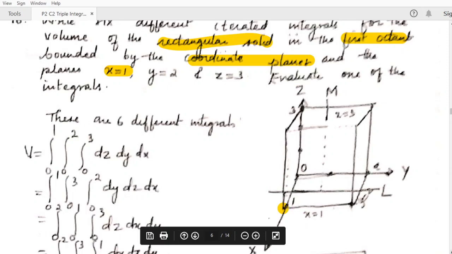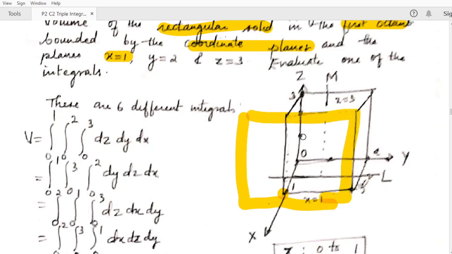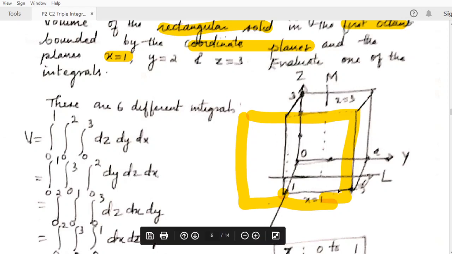Now x equal to 1 is the plane which is passing through the point x equal to 1 and parallel to the zy plane. So this is our x equal to 1 plane.